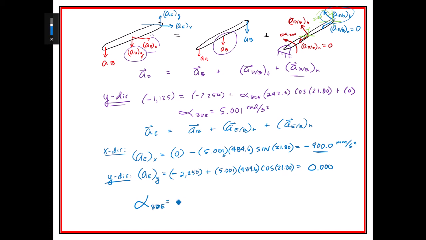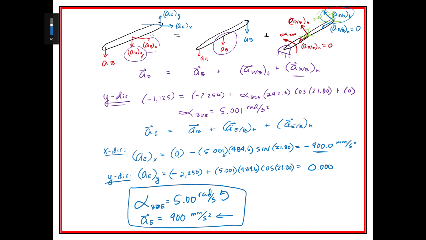Okay. So the answer to the question was that omega BDE was equal to 5 radians per second, counterclockwise, and the acceleration of E is equal to 900 millimeters per second squared, all horizontally. Now, anytime I get a weird answer like that, I want to go back and try to see how that could possibly be, or get some kind of confirmation.